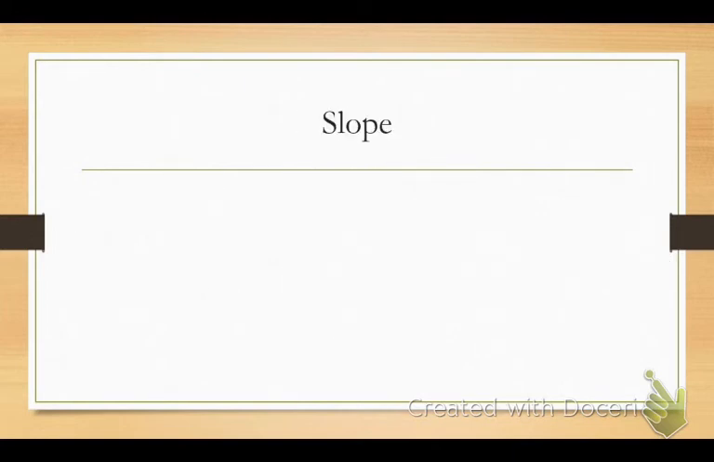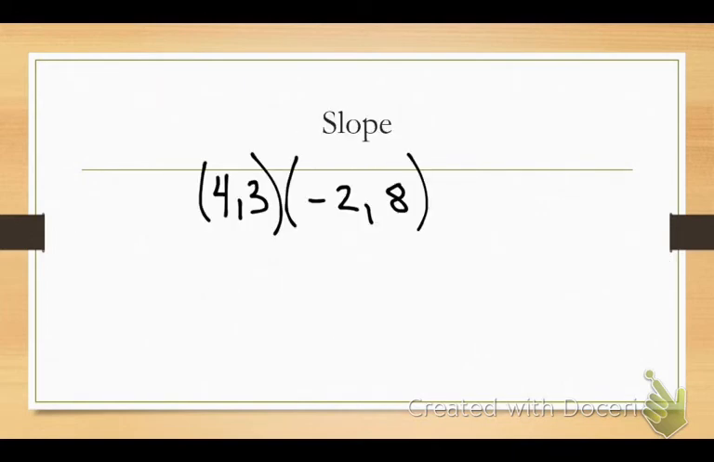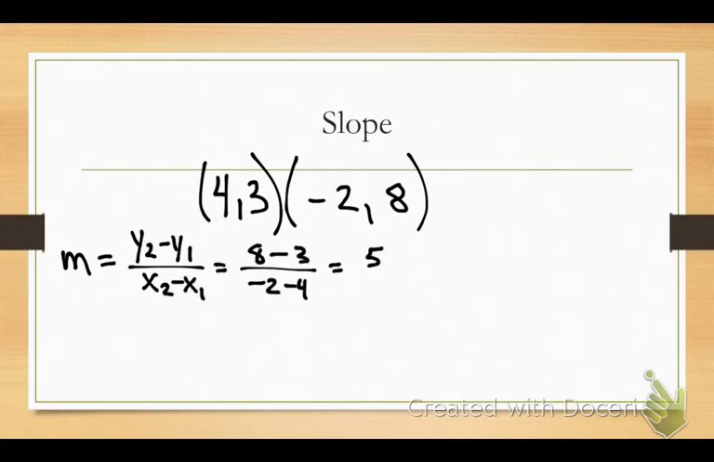All right, two of these on your quiz, three of them on your test. Go ahead and work out this problem. All right, so y2 minus y1 over x2 minus x1. And 8 minus 3 is 5 over negative 6. Does your answer match this? Are you sure it matches exactly?